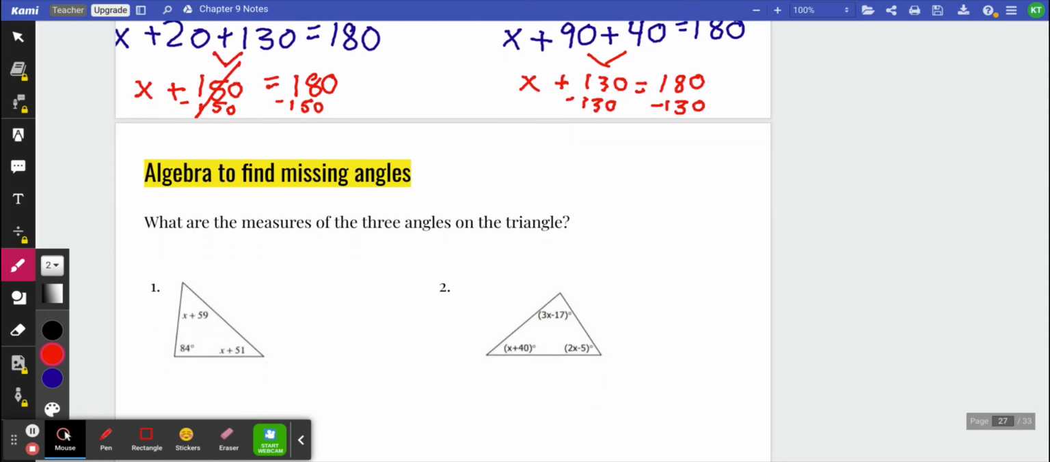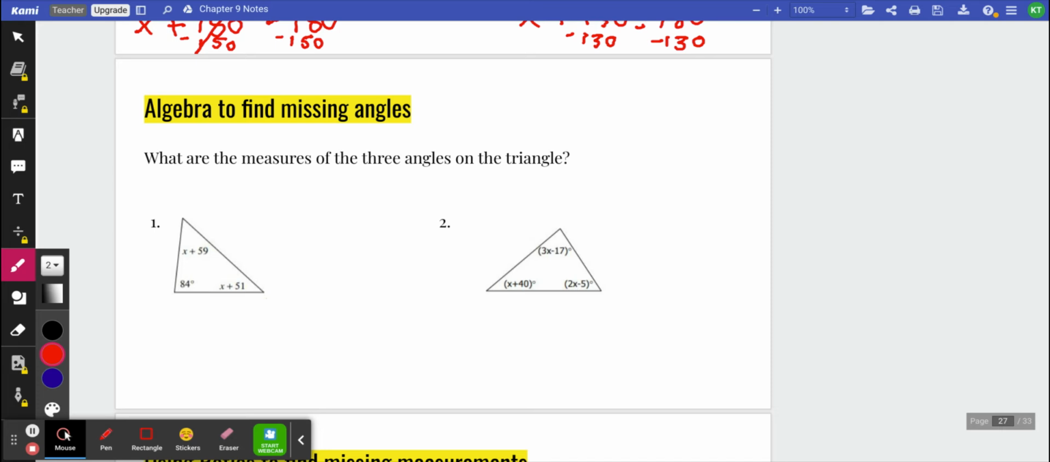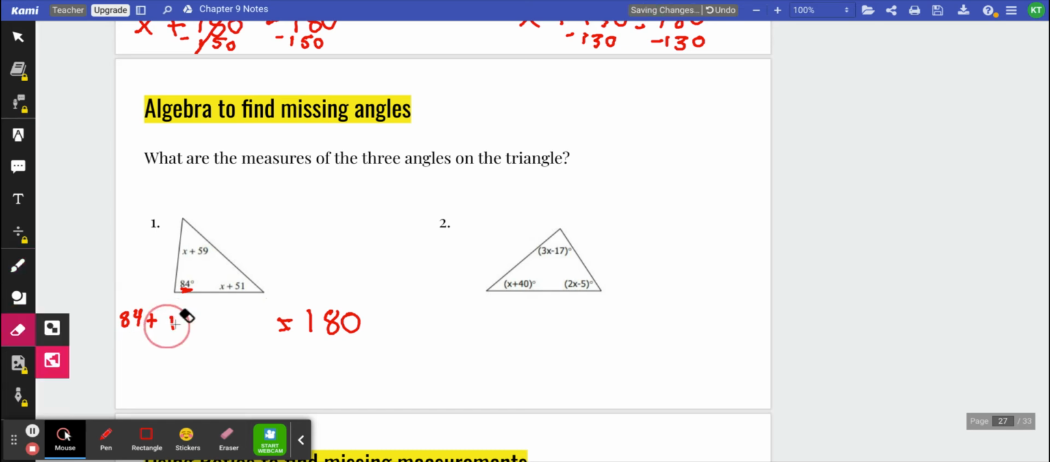Now, we're going to look at using some algebra to find missing angle measures. So it says, what are the three measures of the three angles on the triangle? So we take the fact that we know that it totals up to 180, and then it has three angles that total that. So my first angle is 84. So I'm going to add that to x plus 59. That's that angle. And I also have this x plus 51.